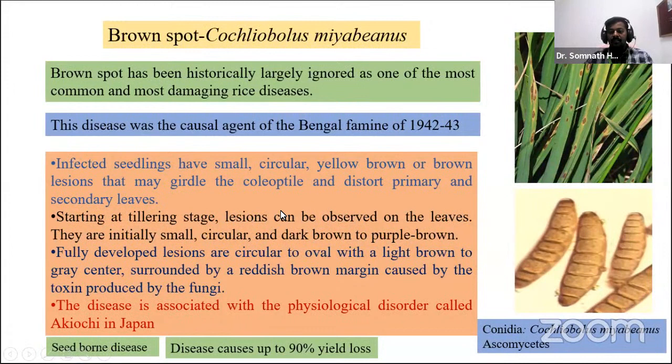Starting at the tillering stage, lesions can be observed on the leaves. They are initially very small, circular, dark brown to purple brown. Fully developed lesions are circular to oval with a light brown to gray center. You can see these symptoms in the picture. The disease is associated with a physiological disorder called akiochi in Japan. Most of the time questions may be asked: what is the akiochi disease? We can answer that akiochi is the physiological disorder associated with the brown spot of paddy, and the name is from the Japanese language. Brown spot is a seed-borne disease causing up to 90% yield loss.